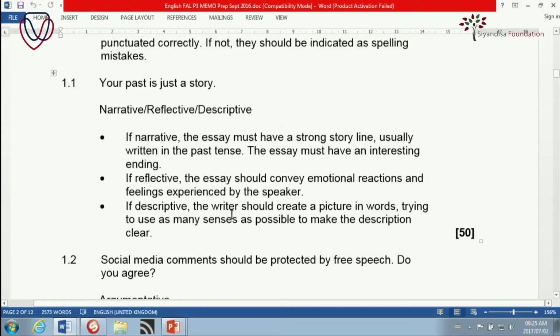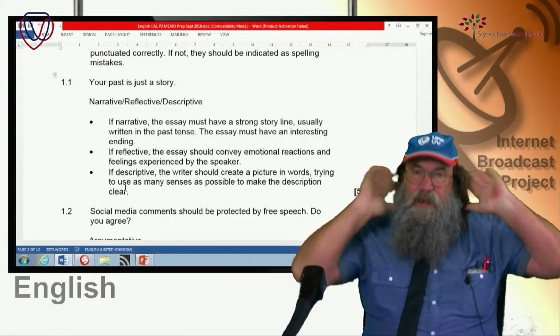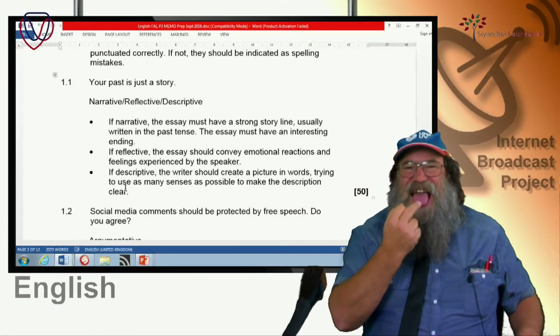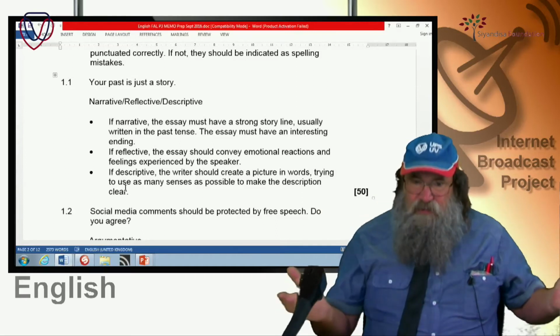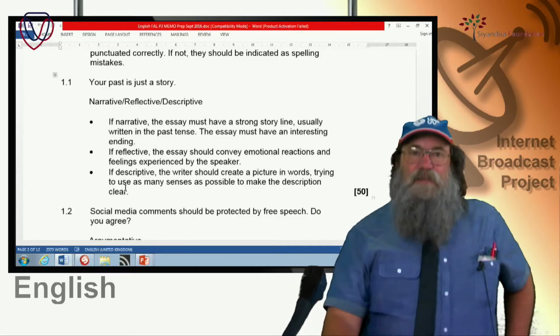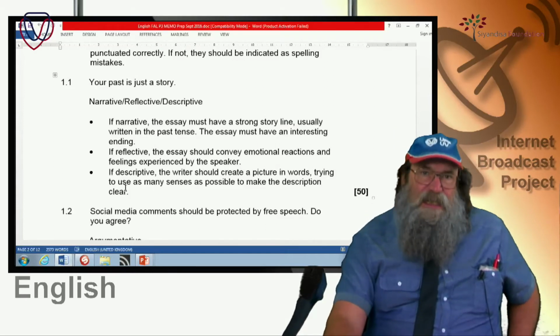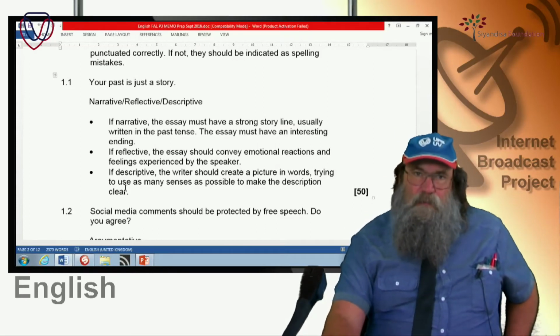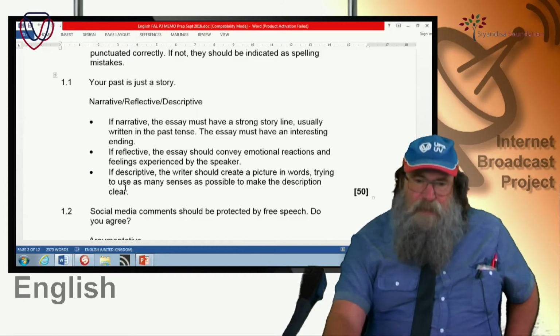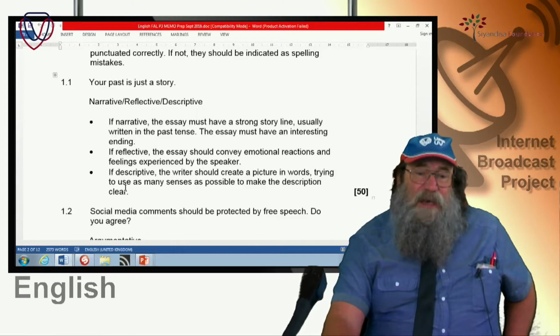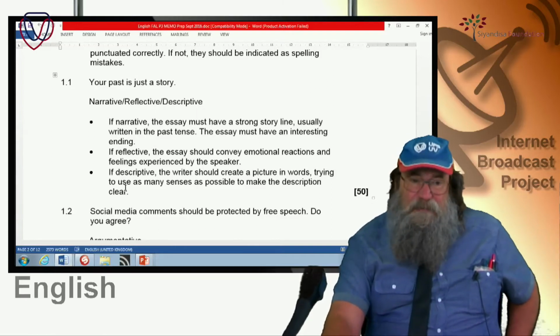If descriptive, the writer should create a picture in words, trying to use as many senses as possible to make the description clear. Okay, what are your five human senses? You have five. Yes, that's right. Sight, hearing, smell, taste, and touch. Those are your five senses. And if you can bring as many elements of those into your essay as is humanly possible, your essay will improve. Remember also that if you can do it by using figures of speech, it's going to be much better.